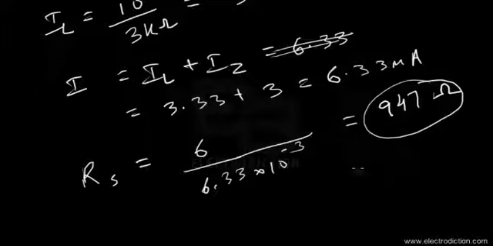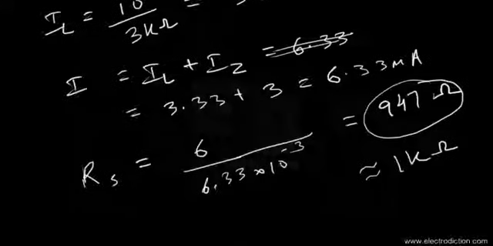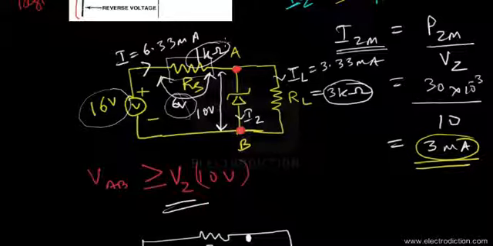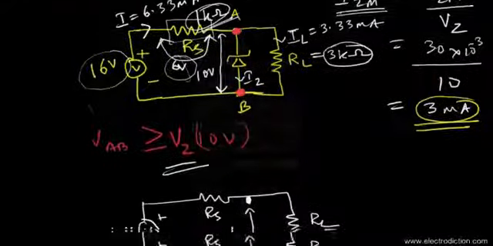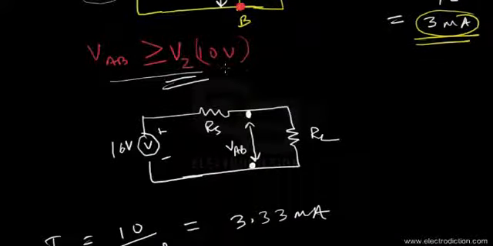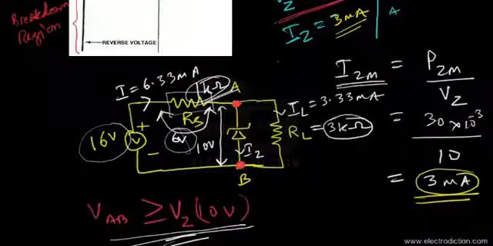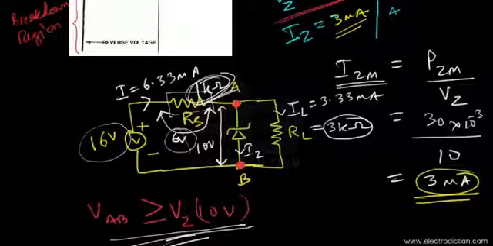So in that case, if we take it approximately equal to 1 kilo ohm and use it as the series resistance right over here, with that value we need to ensure that the voltage across the terminals A and B is greater than or equal to 10 volts. So we calculate again, assuming the series resistance as 1 kilo ohm.